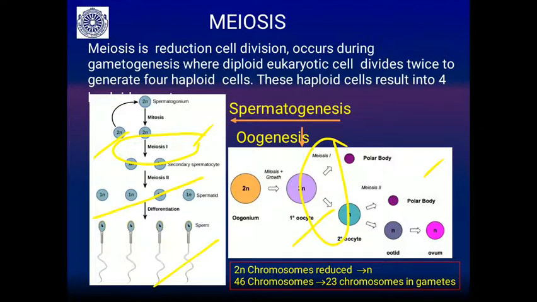This is the reduction division, going to give rise to secondary oocyte. They are haploid in nature or haploid cells. So, chromosome number is reduced to half. Then this secondary oocyte undergoes meiosis second to produce the ootid. This is the haploid ootid you will find.